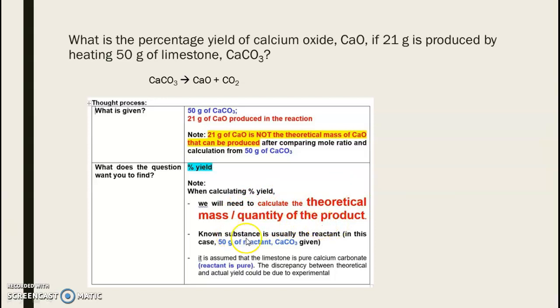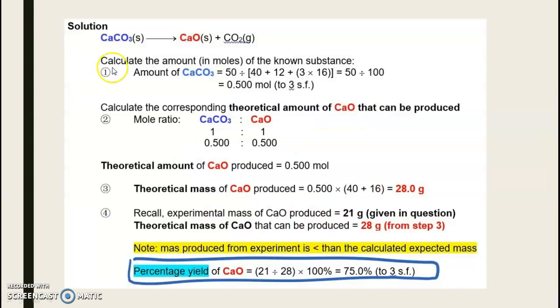The known substance in this case is that I added 50 gram of limestone. In this question, we have to assume that the limestone is a pure substance in order to calculate the theoretical yield. This is one assumption that you need to know, and it's good to take note, because sometimes the question may ask you what assumptions you make when calculating the theoretical yield. So, first step, we follow how we always do stoichiometry.